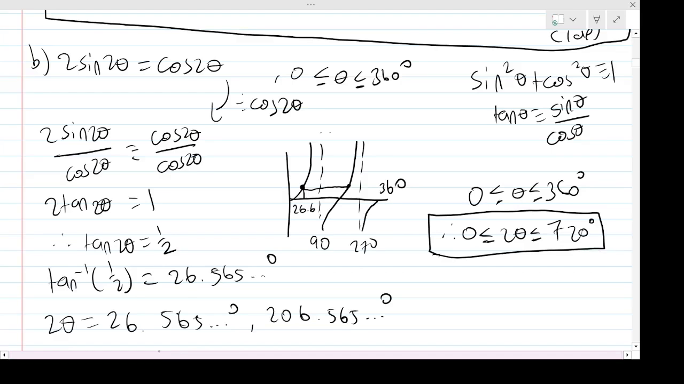Okay. Well, if we continue this on then, remember the tan graph repeats every 180. The next solution would be 180 along after. So if we add 180 onto this other value, 206, right? I then get 386.565. And then if we keep adding 180, I then get 566.565 degrees.